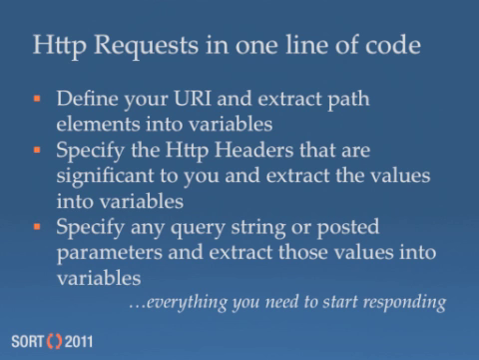So the pattern matching in Scala provides a way where we can define an endpoint, a URI for our service, and extract the path elements into variables, and specify the HTTP headers that are significant and the values that we want to extract from them, and specify any query strings or posted parameters and extract those values into variables. At the end of all that, we can have everything that we need to start to respond. We don't have to do additional parsing of any values from any part of the request.